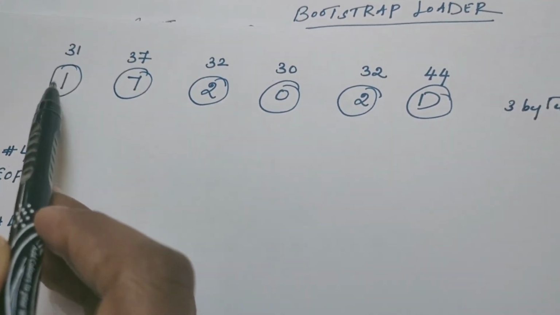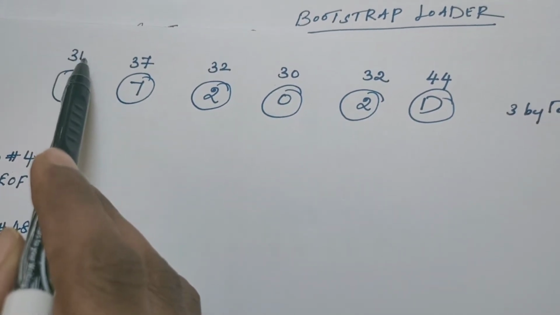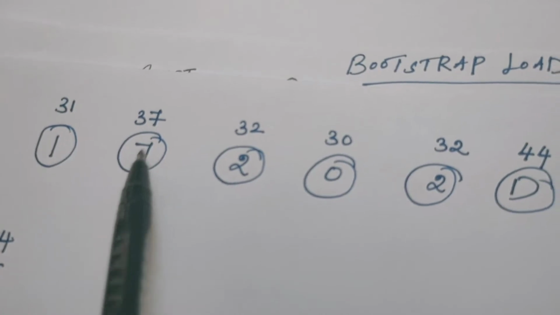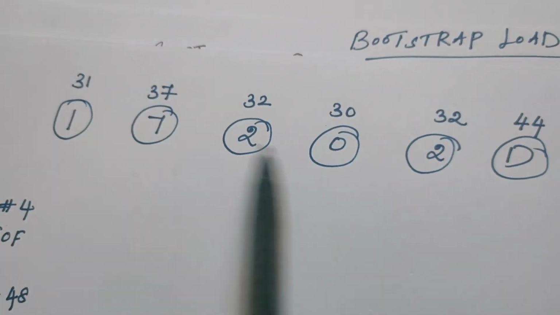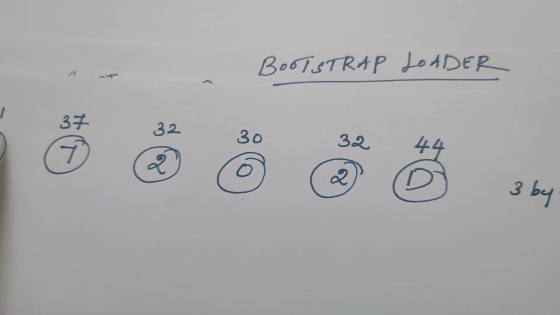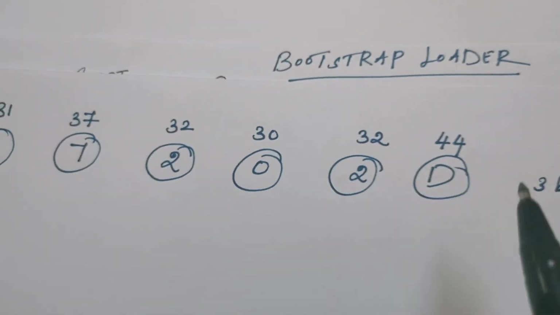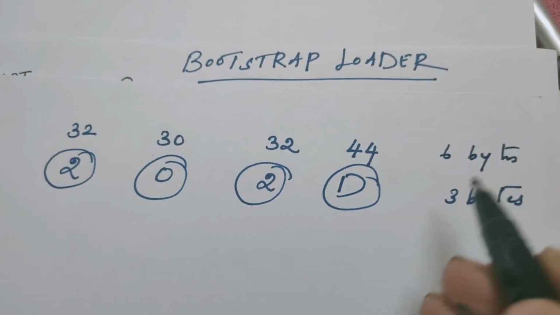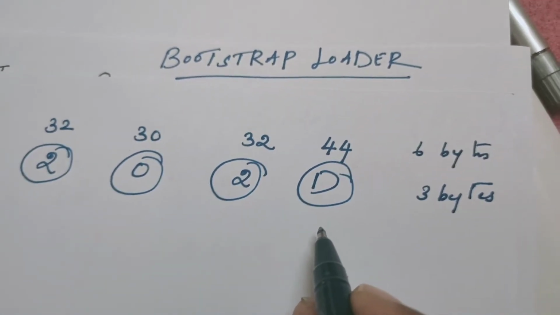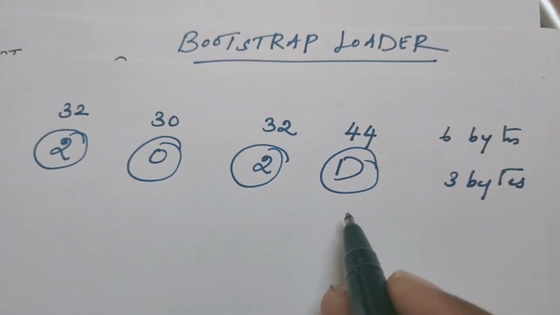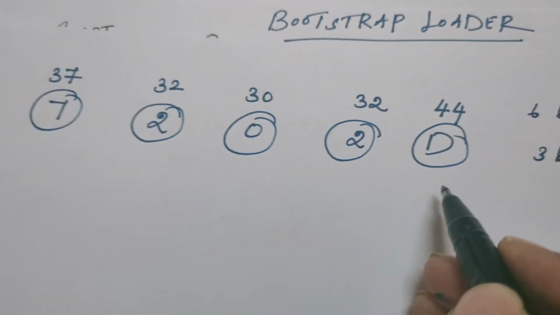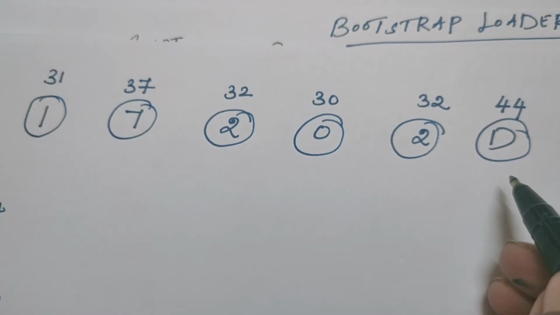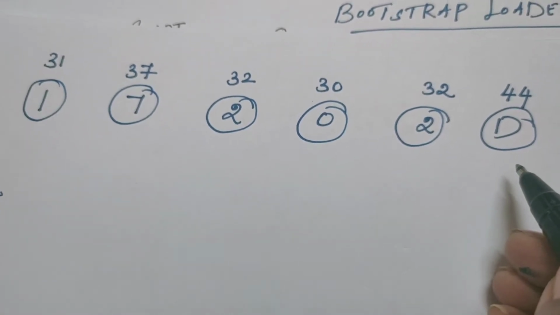So the corresponding ASCII value is 31, if 1 is understood as a character by the loader. For 7, the ASCII value is 37, correspondingly for the other digits. Now, if these ASCII values are stored, it requires 6 bytes. In fact, then the loader program will occupy double the size of the memory it actually requires. So we have to trim the size of the memory. This loader program takes care of that also.